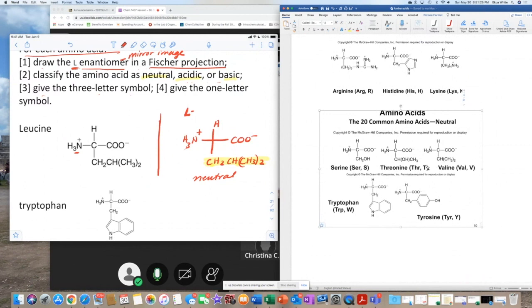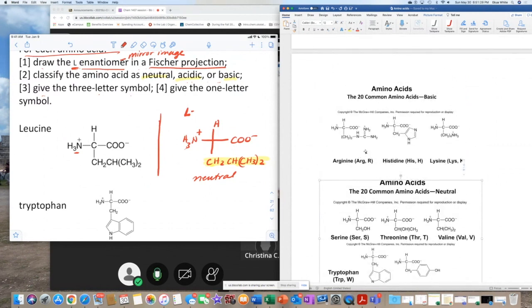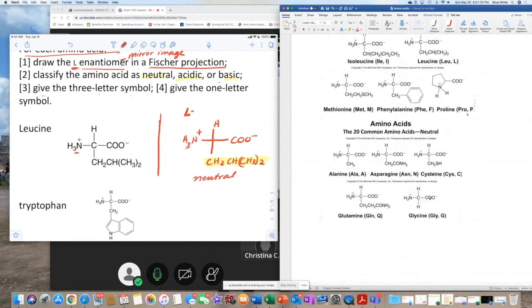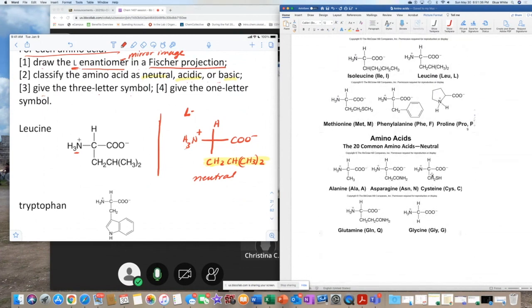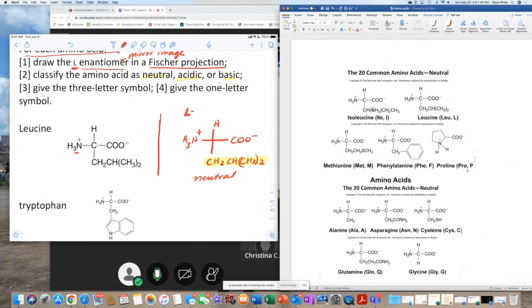It's not here. Here they have hetero atoms in the side group. So let me see. I'm looking for CH2CH. Not that. This is basic. Not that group. No, let's see. CH. There. Leucine. This is L-leucine.